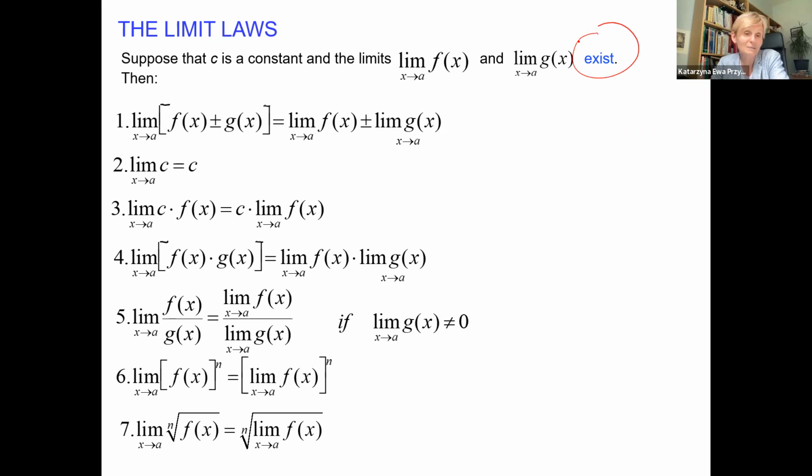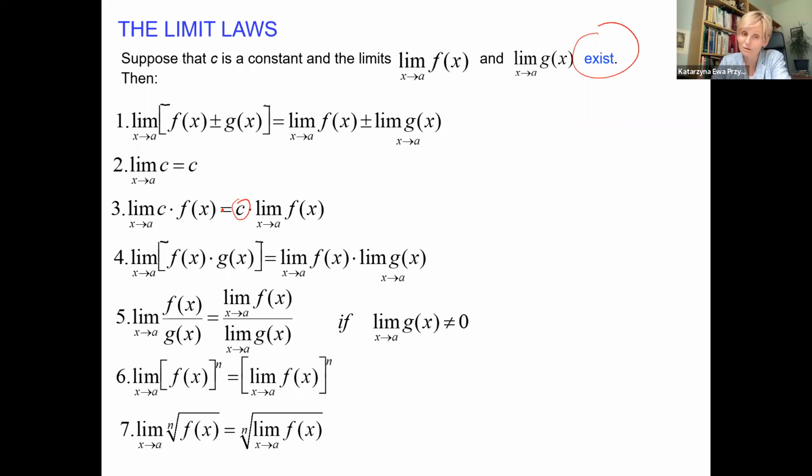Okay, property number one: the limit of the summation or subtraction of two functions is just the summation or subtraction of the two limits. Of course, f(x), g(x), x is approaching a. Number two: the limit of a constant is the constant, because a constant is a horizontal line. Wherever we move, x approaching a or any value of x, we will always get that constant. Property number three is the limit of the constant times the function. Since we know that the limit of the constant is the constant, we can place it outside and focus on the limit of the main function, and then multiply by that constant.